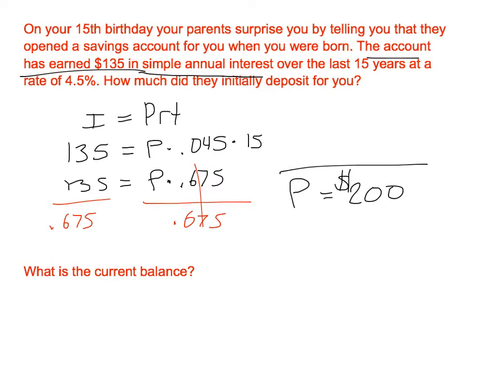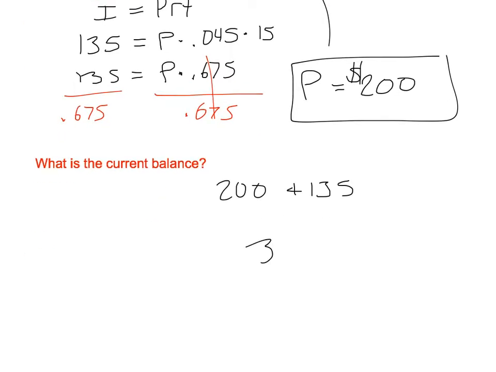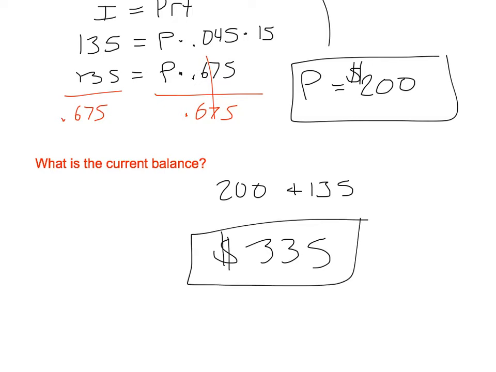What was the principal? What did they initially deposit for you? They initially deposited $200. So now what is the balance? Well, if they initially put in $200 and you've earned interest of $135, the balance is the initial amount plus the interest you've earned, so that's $335. So happy 15th birthday. You get $335 free dollars that you didn't even know you had. Pretty cool. You have very nice parents.